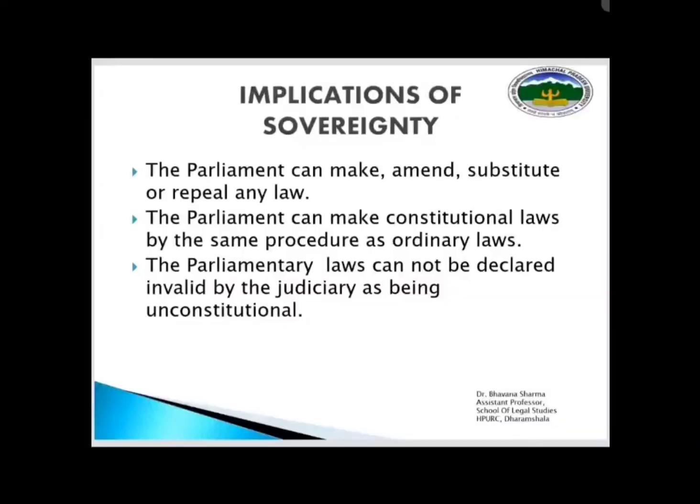These are the three implications of the doctrine of sovereignty of parliament, associated with the British Parliament. First, the parliament can make, amend, substitute or repeal any law. Second, the parliament can make constitutional laws by the same procedure as ordinary laws. Third, parliamentary laws cannot be declared invalid by the judiciary as being unconstitutional.